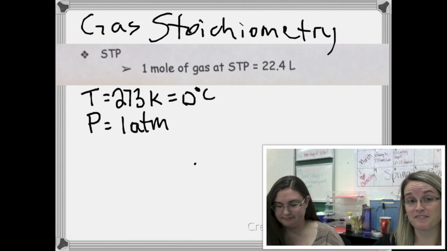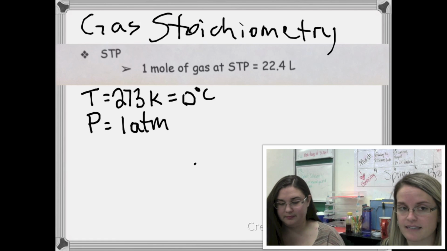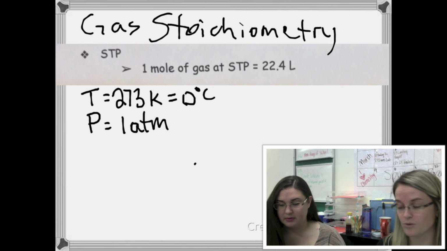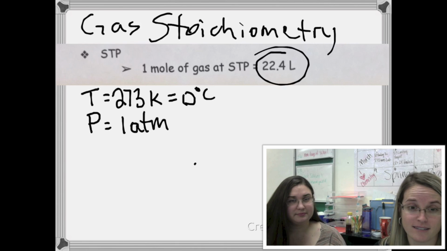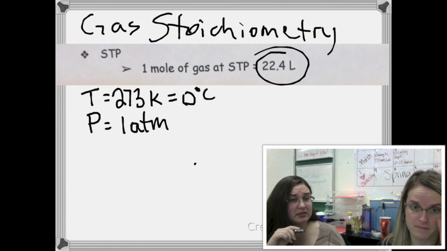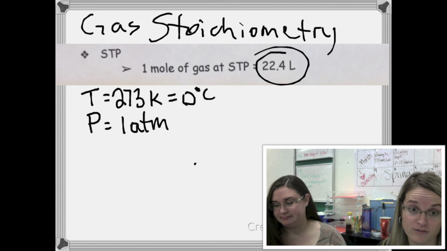All right, so if we have an ideal gas that is at STP, its volume will be 22.4 liters. Again, something you're just kind of expected to know. You kind of have to remember it, although it is in your chart. Yes, it is on your reference pages.